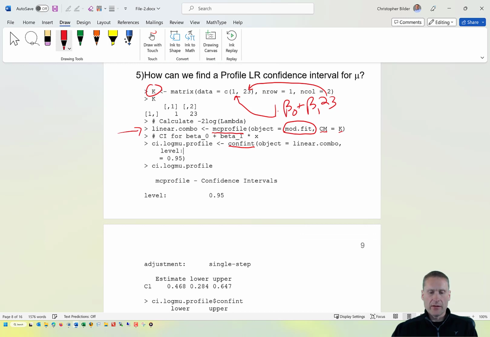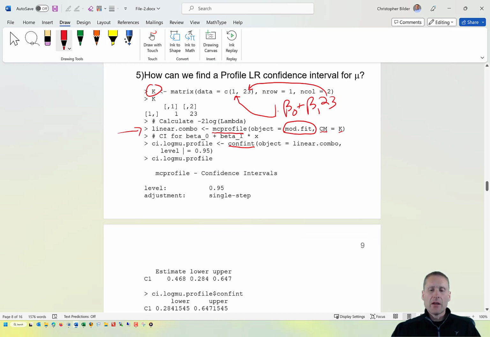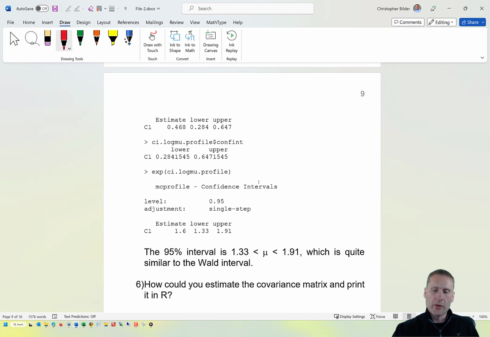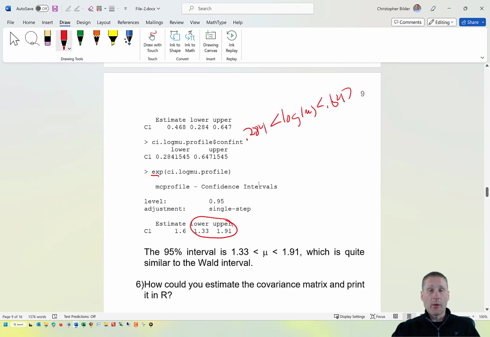For some reason the scan is a little bit off. There we go. So here's my confidence interval for the log of mu. The lower bound is 0.284 and the upper bound is 0.647. I can apply my exponential function directly to that if I wanted to. And now here is my confidence interval for just mu itself, 1.33 to 1.91. So I would expect with a width of 23, which is actually small in this particular data set, on average, the female crab will have about 1.3 to 1.9 satellites around her.